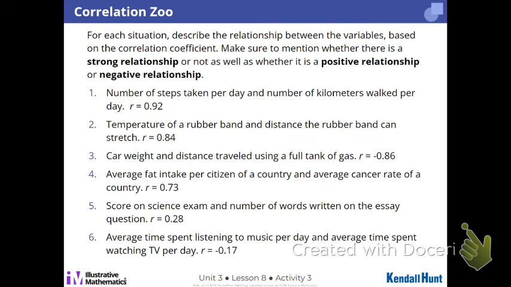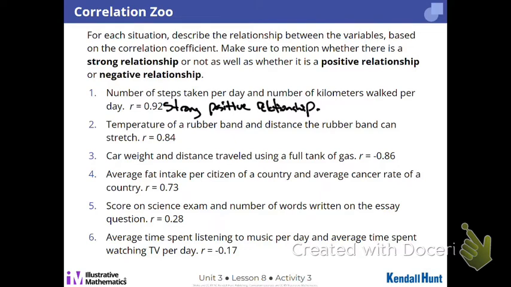So number 1, number of steps taken per day, number of kilometers walked per day. Here's our correlation coefficient, 0.92. So 0.92 means what? It's a pretty strong positive. Strong and positive relationship. Now, the second part, you're going to say what it means in context. And here's what I would say, or how they're related.